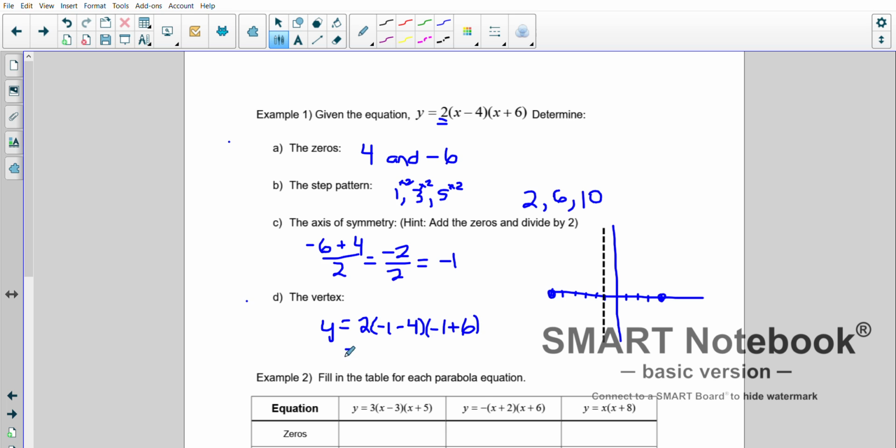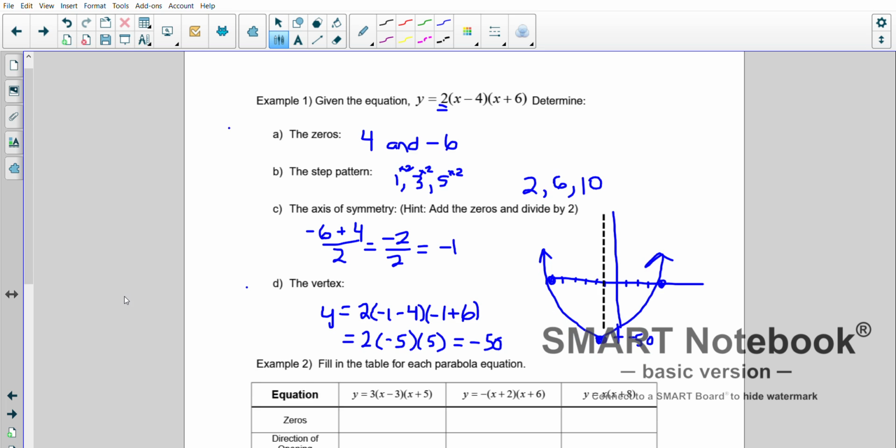I'm going to go ahead and say it's going to be negative 5 times 5, so it's going to be negative 25 times 2. It's going to be negative 50. It's going to be way off my graph, but again, this is just a rough sketch. I can just say, hey, this is negative 50, and my vertex will be right there on the axis of symmetry. And it'll look like this. So that is the graph of the parabola y equals 2x minus 4x plus 6.